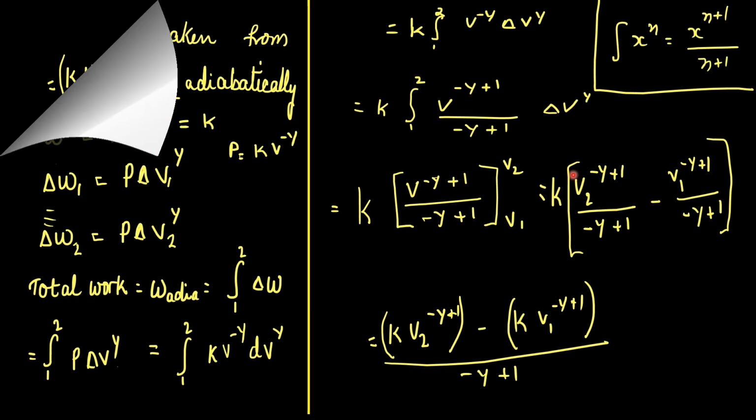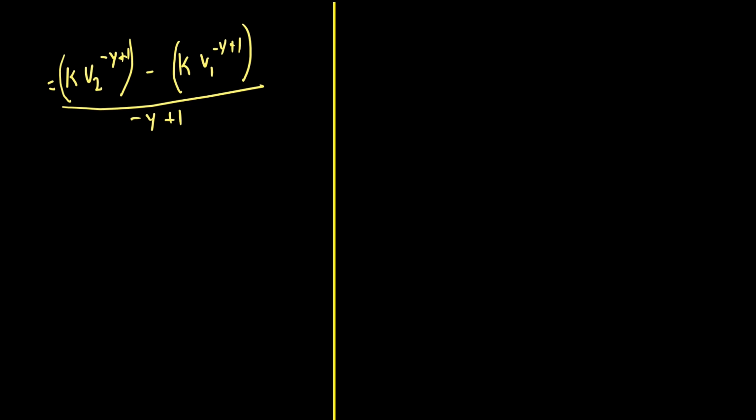Okay, we will continue. I'll carry it over here. K V2 raised to negative gamma plus 1 minus K V1 raised to negative gamma plus 1, the whole divided by negative gamma plus 1. Let us recall K is equal to PV raised to gamma, which is also equal to P1 V1 raised to gamma equal to P2 V2 raised to gamma. This is for adiabatic process, okay?